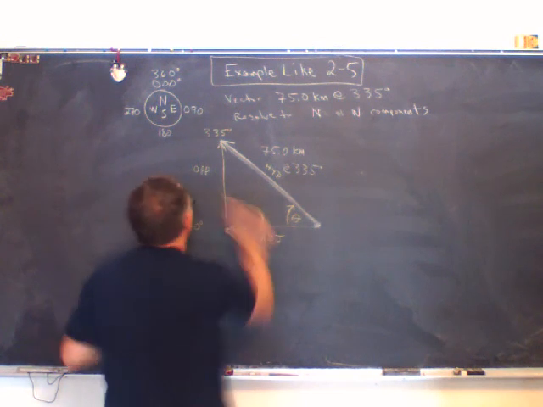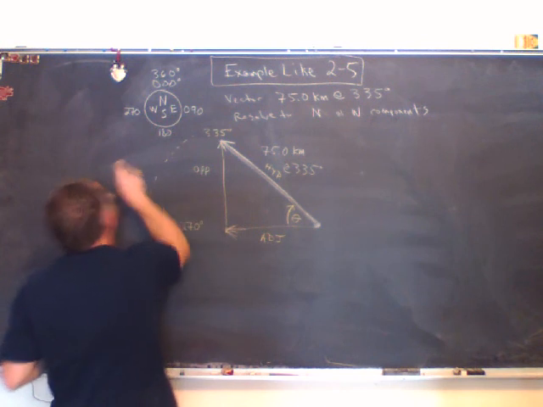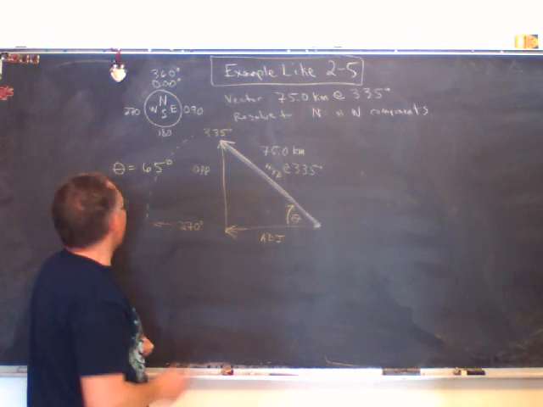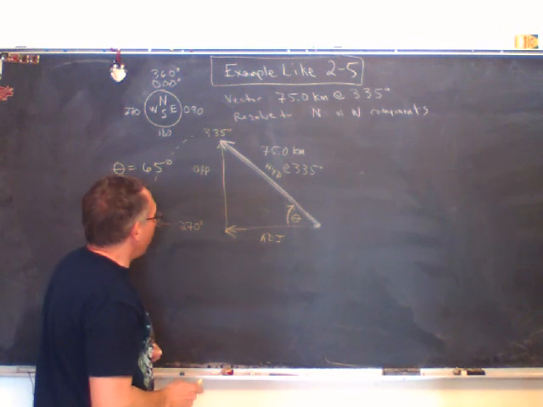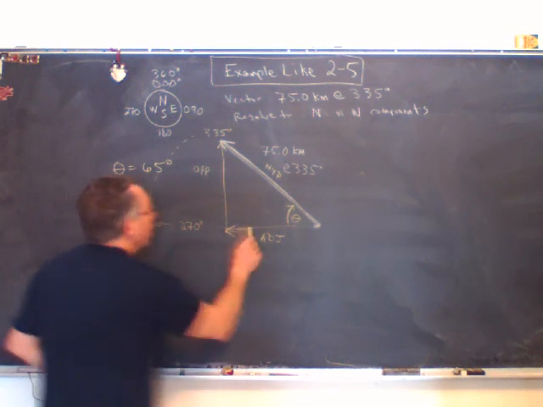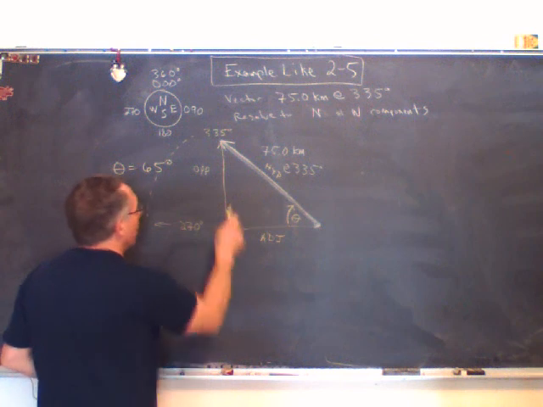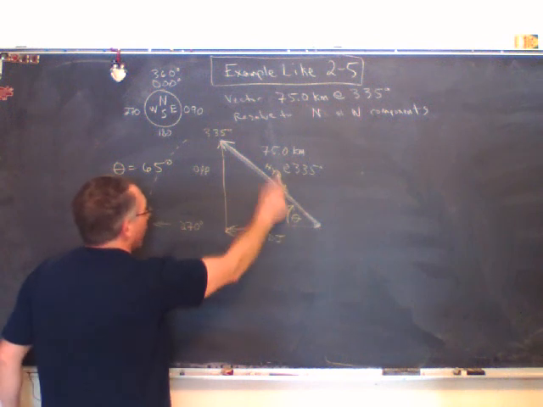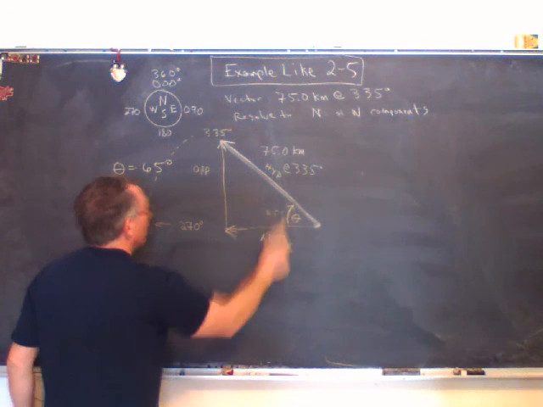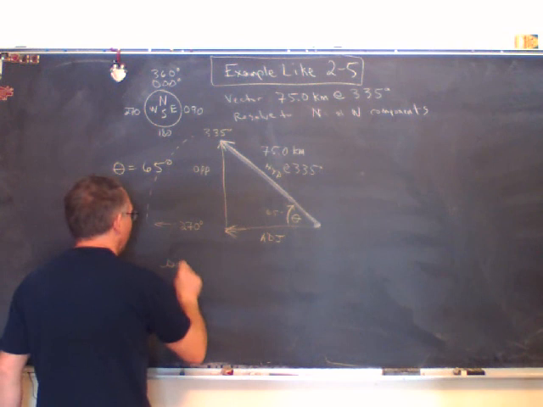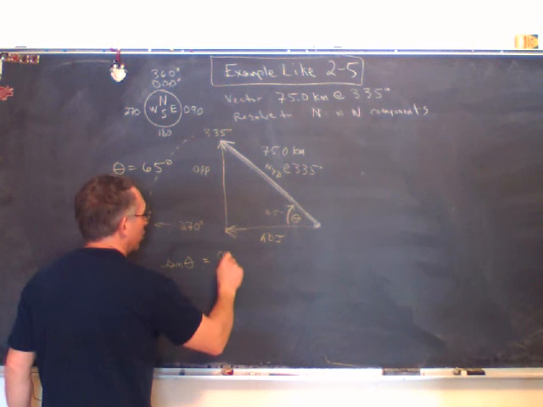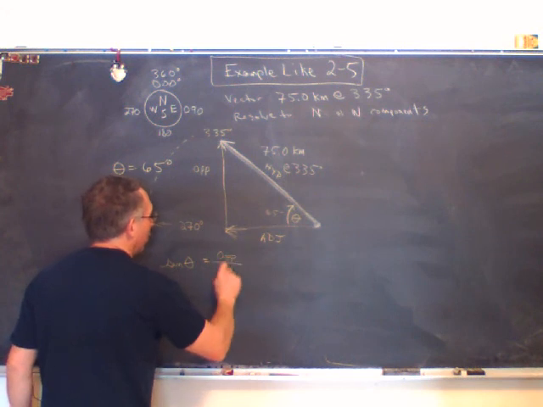So I get theta equals 65 degrees. Is that still on the screen? It is, good. So that's my angle. And now what I'm going to have to do is just plug in SOHCAHTOA. We want to find the adjacent and the opposite. We have the hypotenuse and theta, which is 65 degrees. So the sine of theta is equal to the opposite over the hypotenuse, SOH.